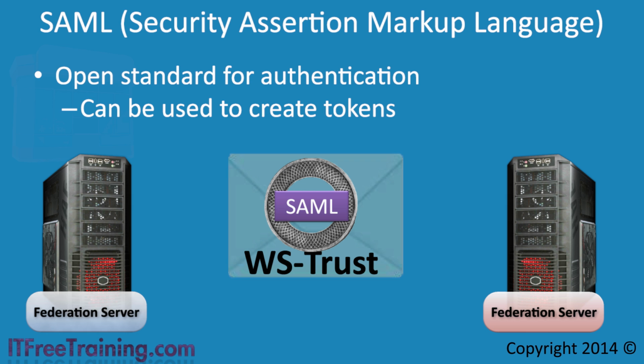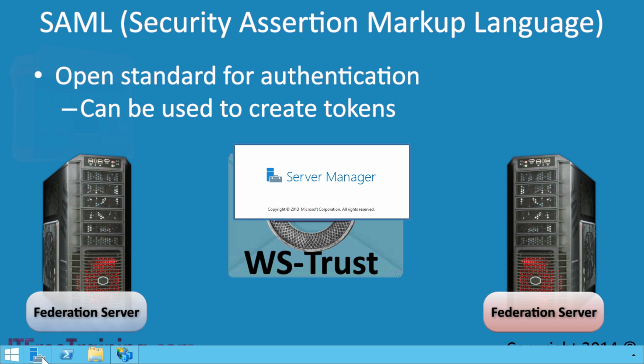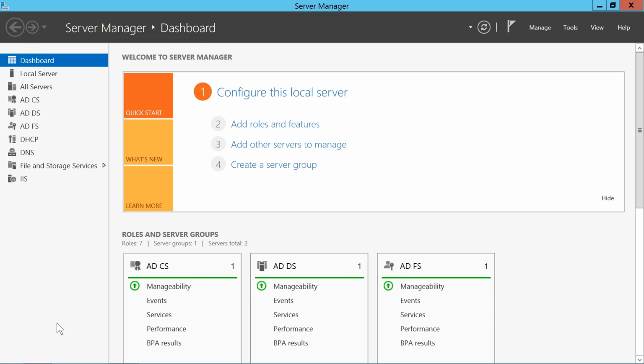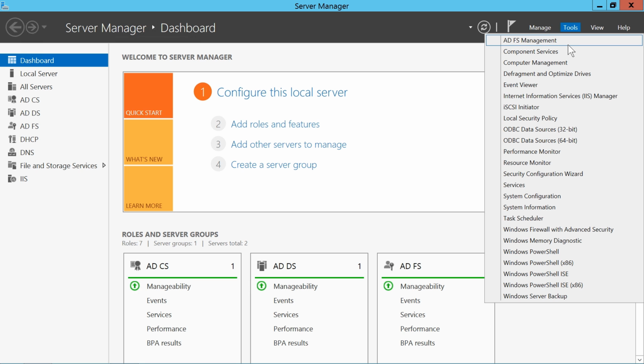Federation services can be used to communicate using many different methods. In most cases, certificates will be used. However, usernames and passwords could also be used. What can be accepted is referred to as an endpoint. To better understand this concept, I will open Server Manager on this computer, which is running Active Directory Federation services. Once Server Manager is open, I will next open Active Directory Federation Services Management from under the Tools menu.